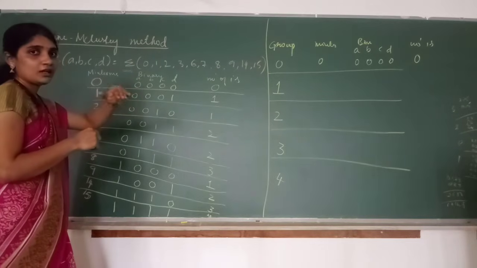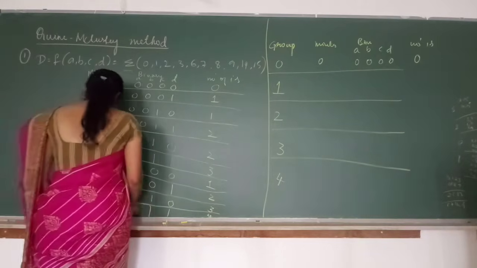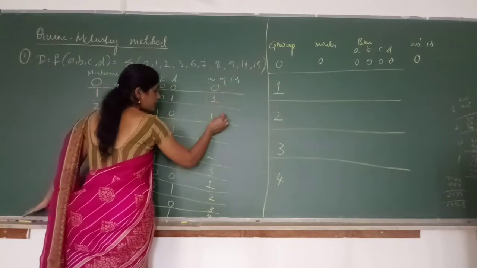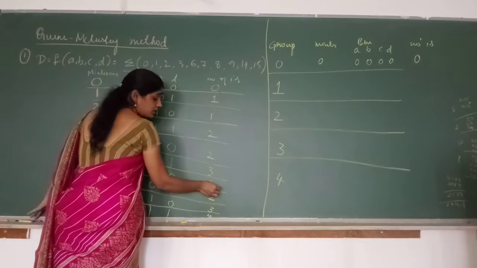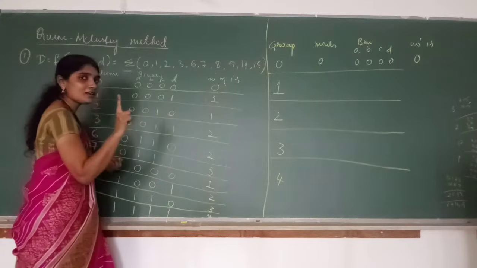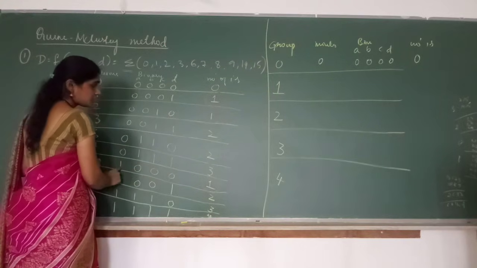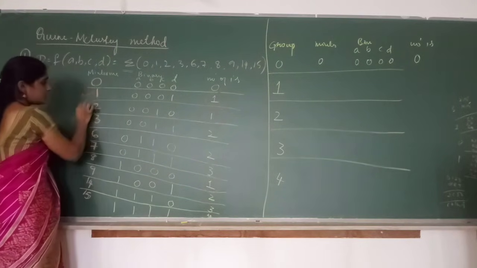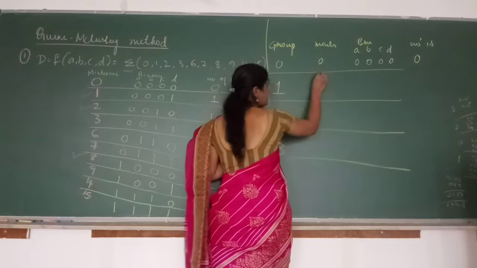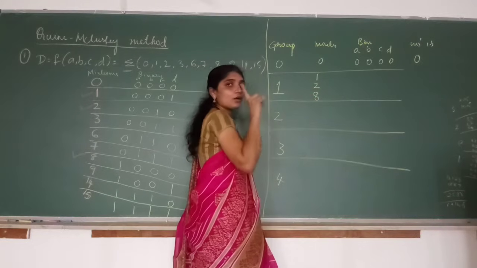What is group 1? Mean terms that have number of ones equal to 1. So which are the mean terms that have only one 1? Correct? So which are those mean terms? Mean term 1, mean term 2 and mean term 8. So 1, 2, 8 will come in group 1 because the number of ones present in these mean terms is 1.